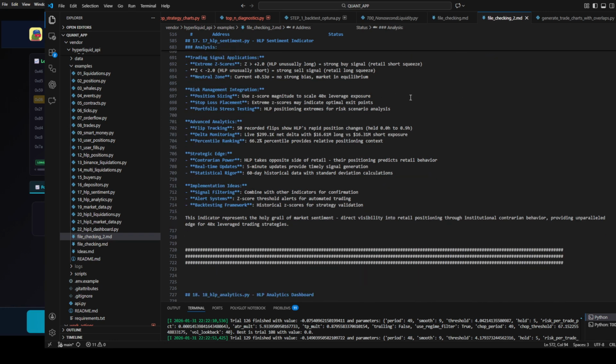Risk management integration: position sizing uses z-score magnitude to scale 40x leverage exposure. That's one of my quant-style approaches using z-scoring. It's used in all of my strategies in my bots. But not only that, I told you guys I will not expose everything.